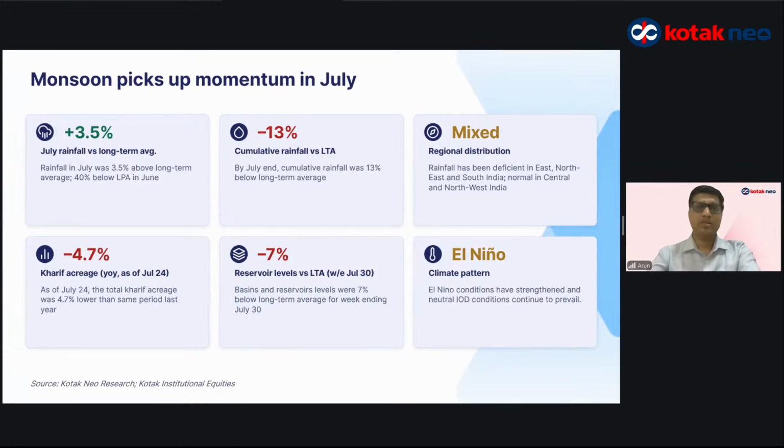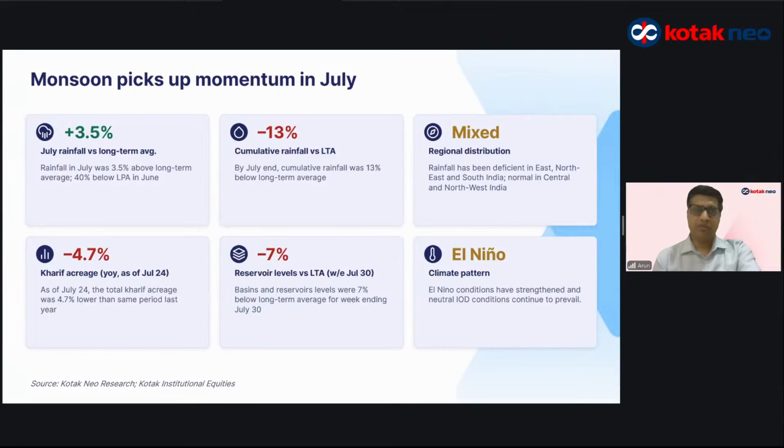So on a cumulative basis, we saw the July rainfall to be higher, and the shortfall being lower now. However, the rainfall distribution remains pretty mixed. Rainfall was good in central and northwest India, but east, northeast, and south India, these three regions saw deficient or weaker rains. Just to give you another number, there are a total of 36 subdivisions. 17 have received deficient rainfall, 16 have received normal rainfall, whereas three subdivisions have received excess rainfall.